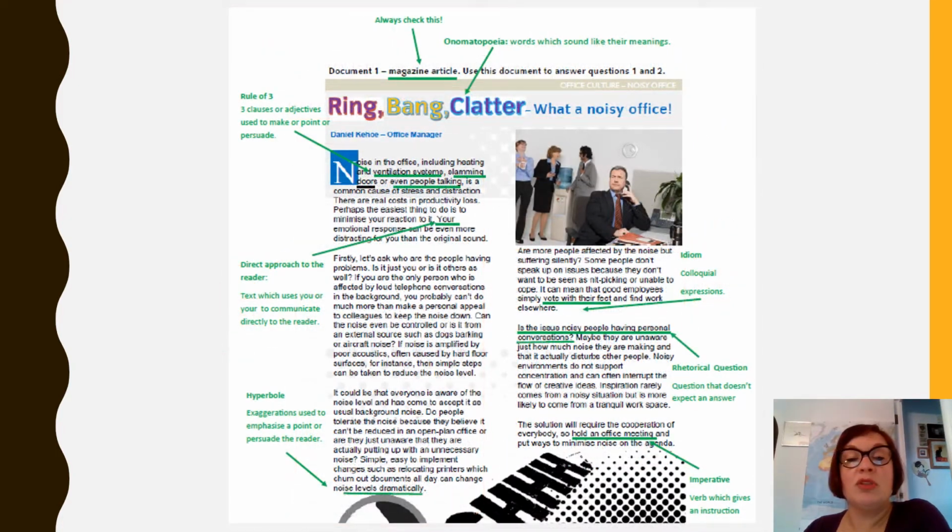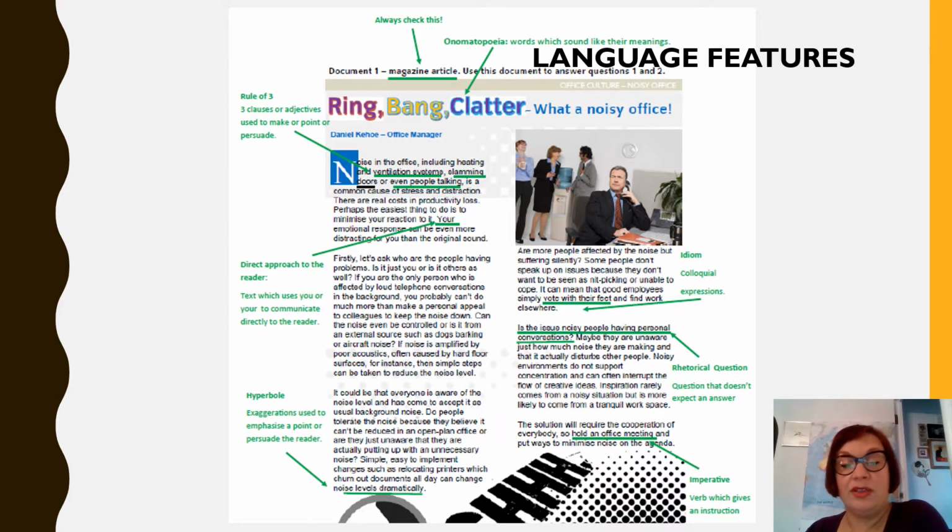Can you remember what you call these ones? Rule of three, direct approach, direct address, hyperbole, exaggeration. We've got idiom, colloquial expressions. There we've got onomatopoeia. We've got rhetorical question, imperative. What do we call these? Language features or literary features.